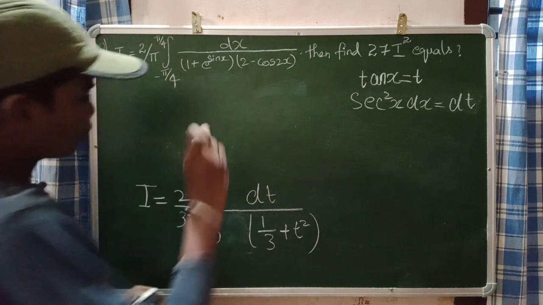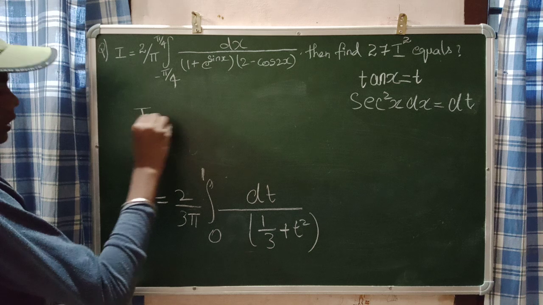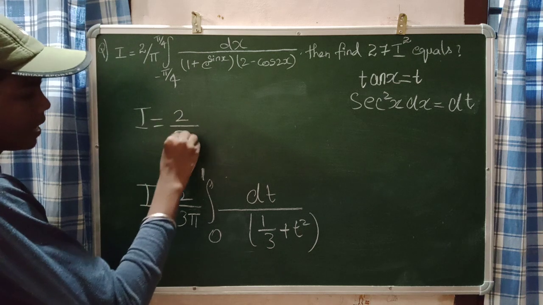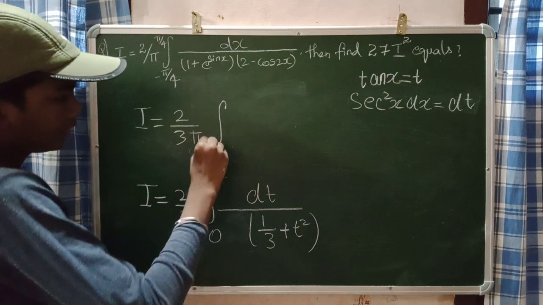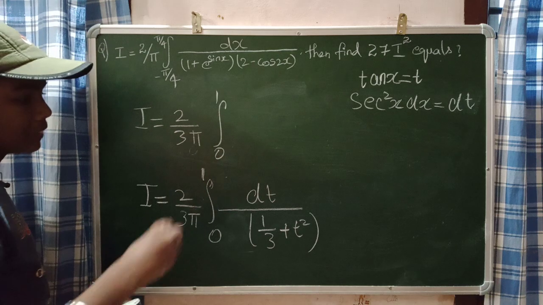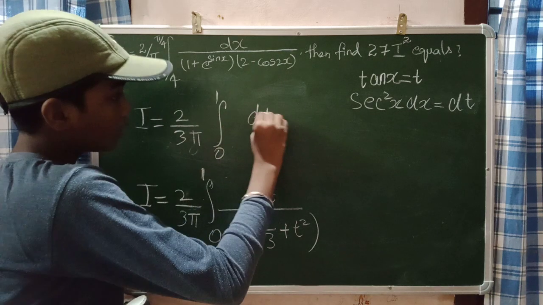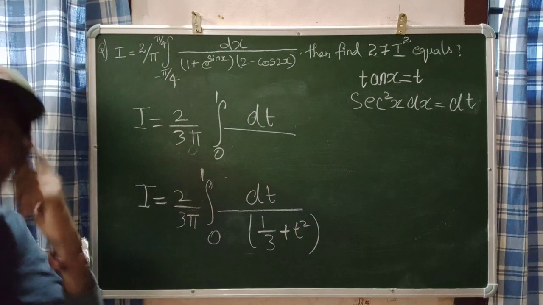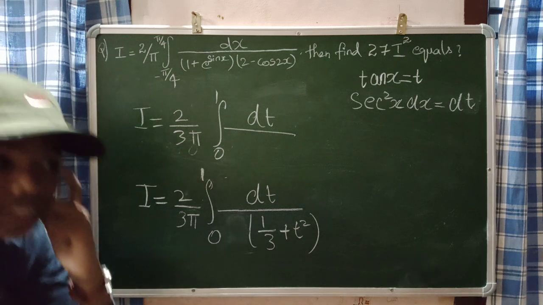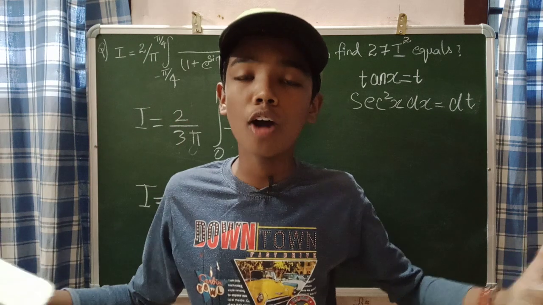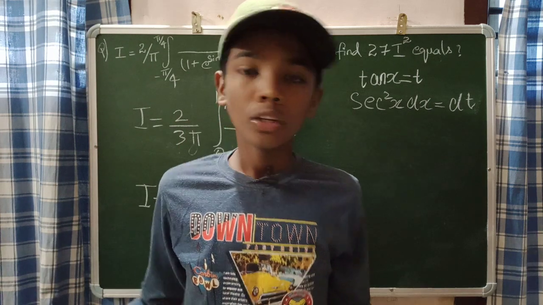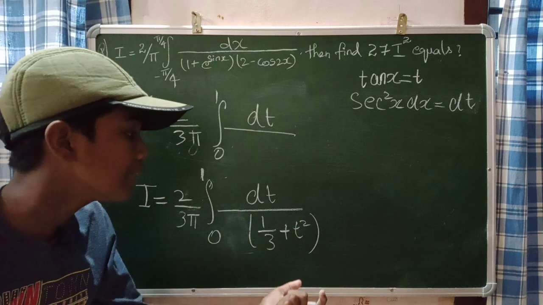Now this integral can be done as 2 by 3 pi into the integral from 0 to 1, because your limits will change, then dt by, now listen carefully guys, this is where your formulas will come. This is where how much exposure you have comes in. So see here, I have 1 by 3 plus t square.